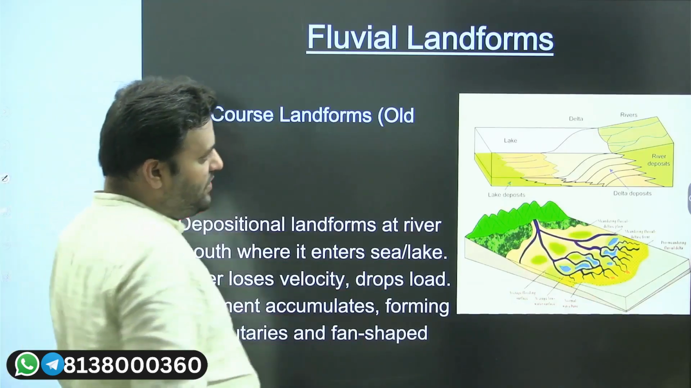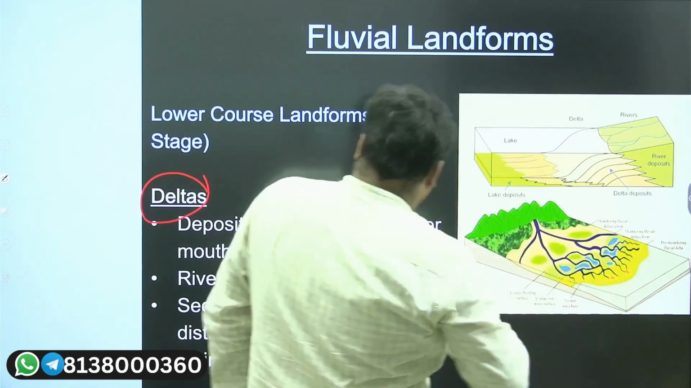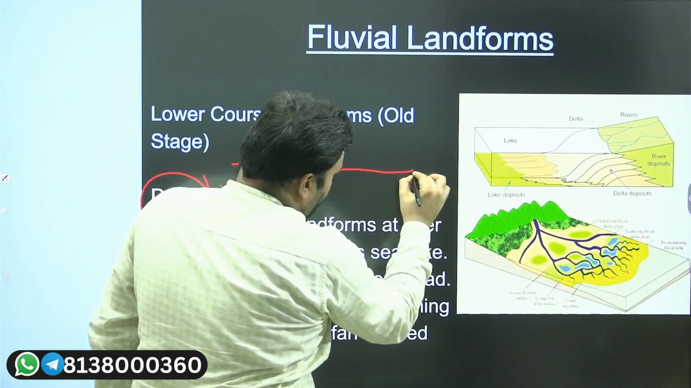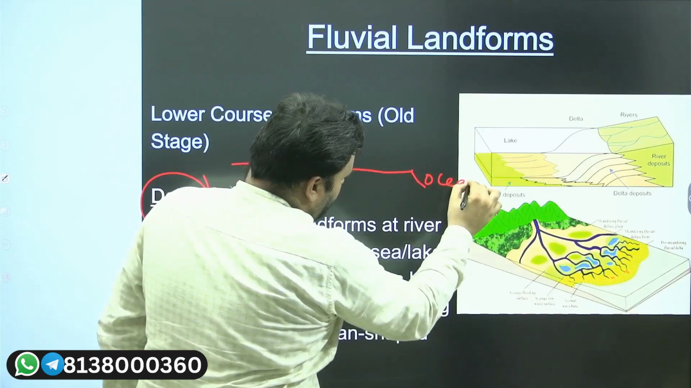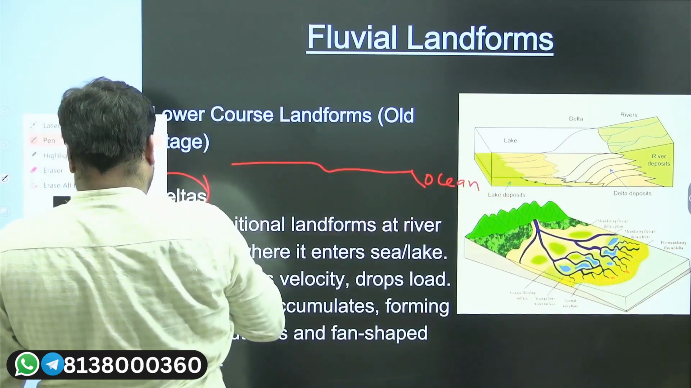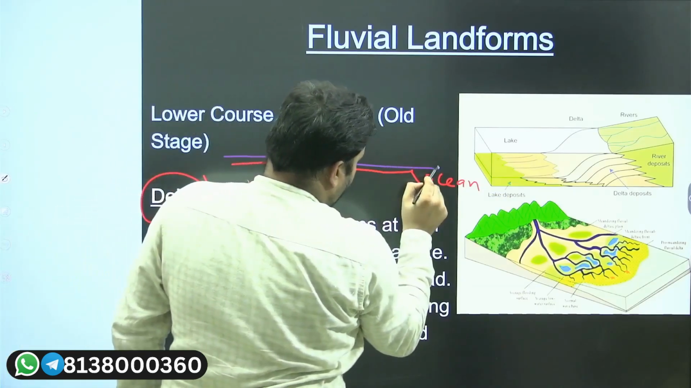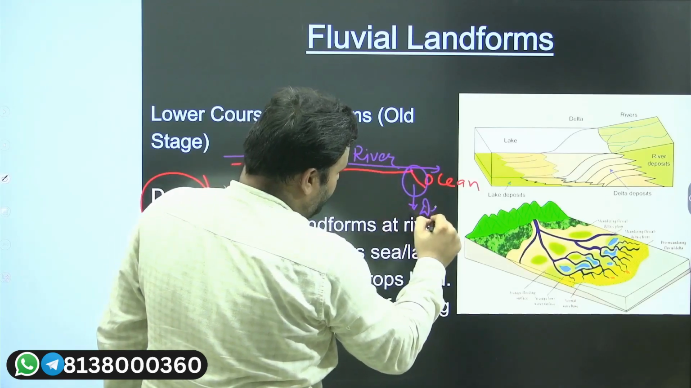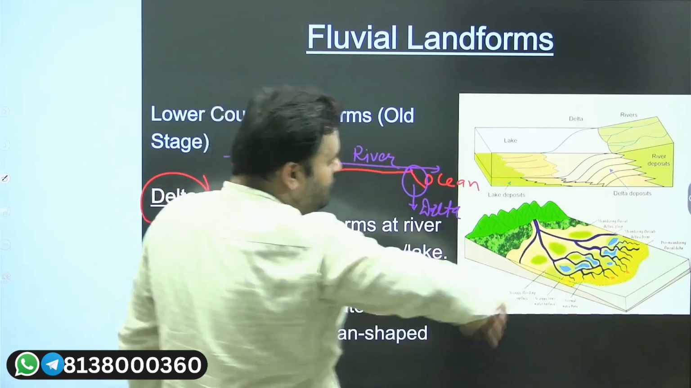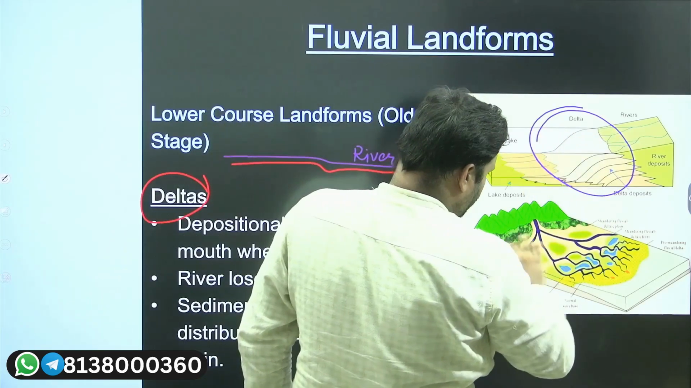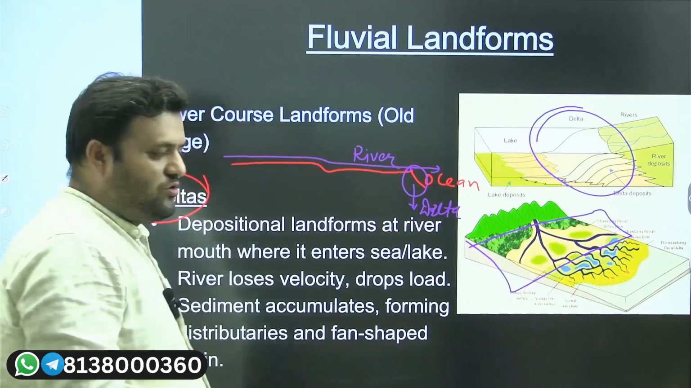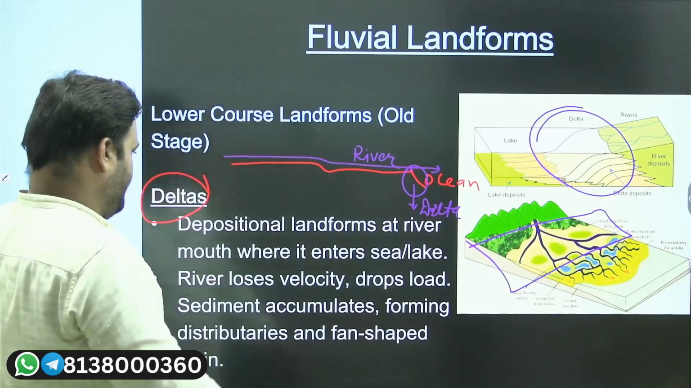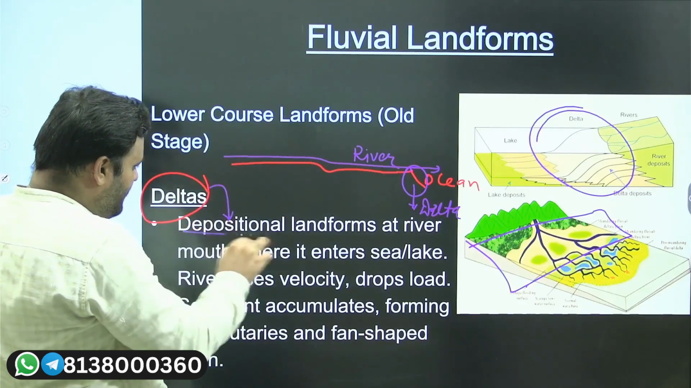Deltas. So when the portion, this will be called as what? Delta. So delta is the portion, or let's say the transition zone, between the ocean and land. Here more deposition will take place. So this delta is an example of a depositional landform.